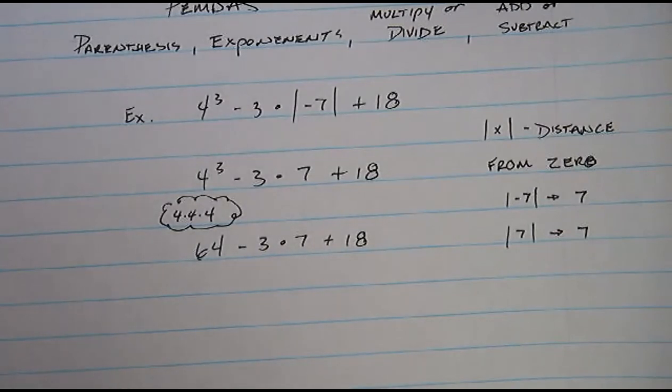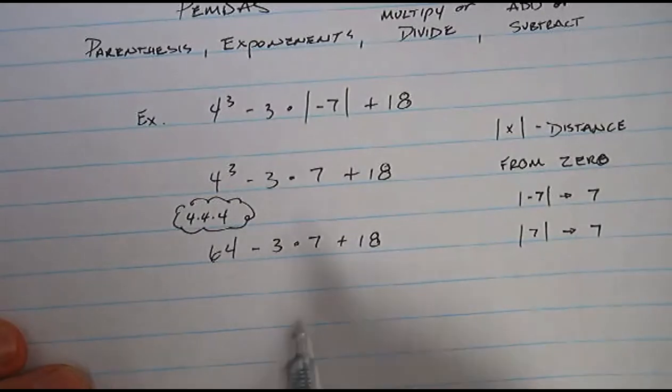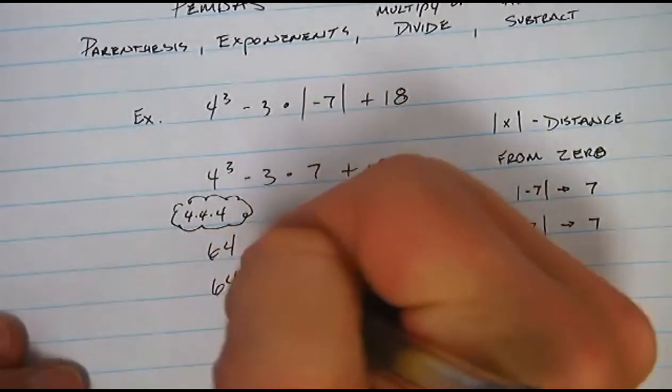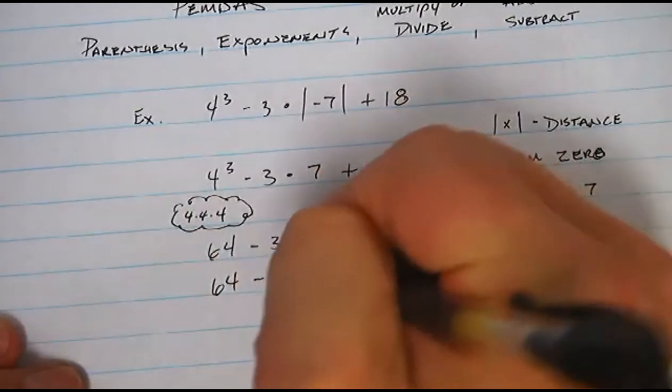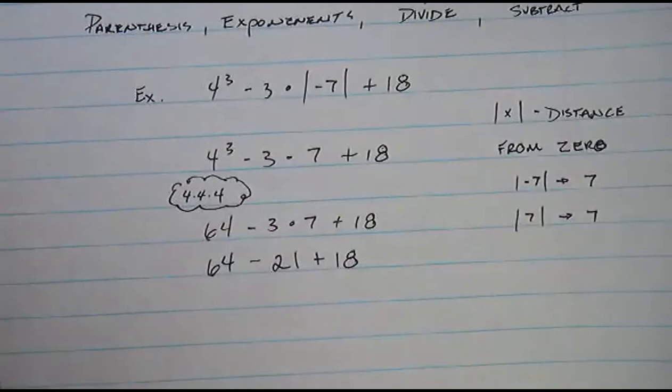The next thing, of course, I've taken care of exponents. Now it's multiplying or dividing, whichever one comes first, left to right. I see multiplication, and then there's nothing else. So we're going to do that multiplication. So 64 minus 3 times 7 is 21. So there we have it, 64 minus 21 plus 18.